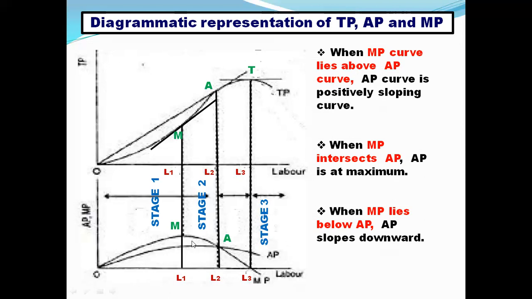So when the MP curve is lying above the AP curve, AP is positively sloped till L2 units of labor. Because MP is above AP. Can you see the curve? See, the MP curve is above the AP, so AP is positively sloped. When MP intersects AP at this point, AP is at maximum, right?